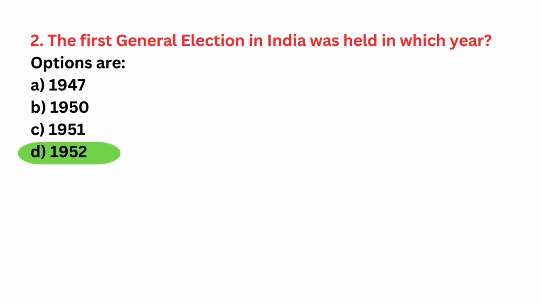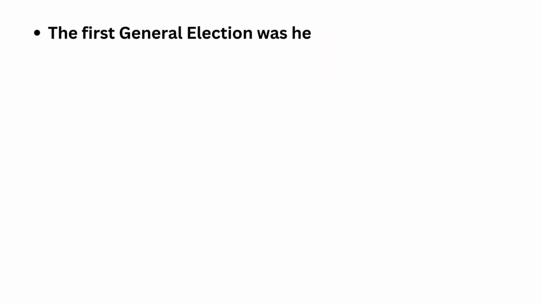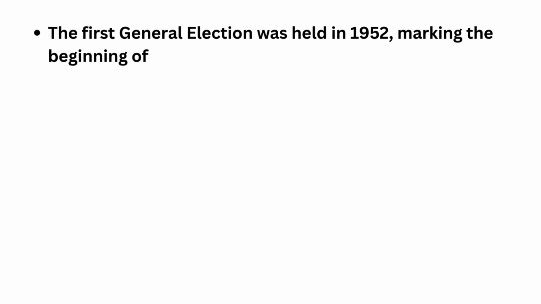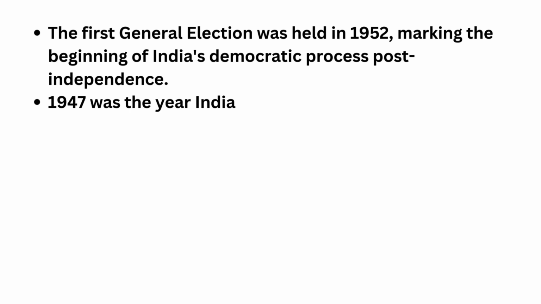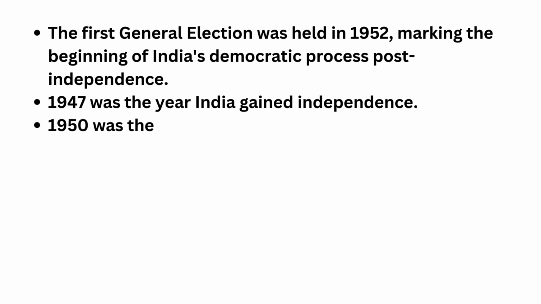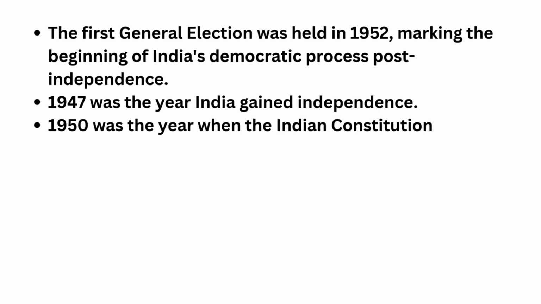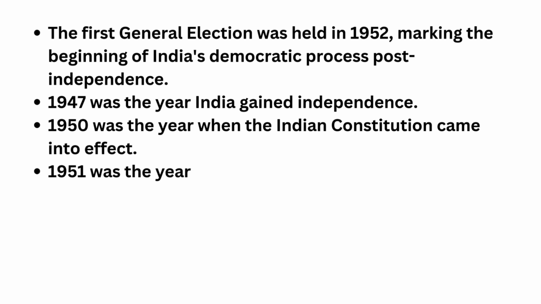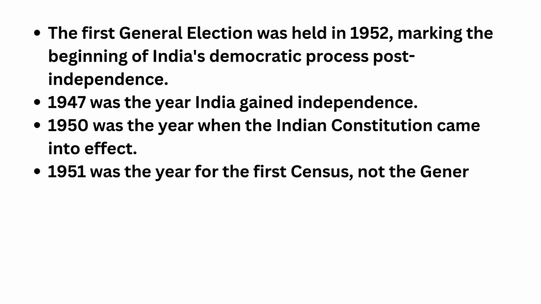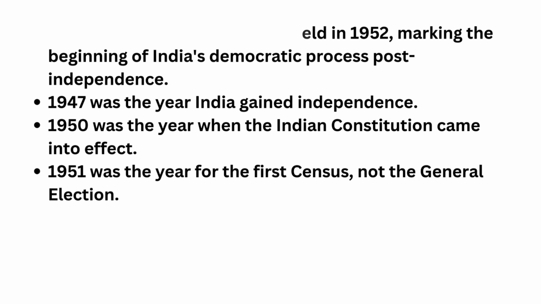The answer is option D. 1952. The first general election was held in 1952, marking the beginning of India's democratic process post-independence. 1947 was the year India gained independence. 1950 was the year when the Indian Constitution came into effect. 1951 was the year for the first census, not the general election.